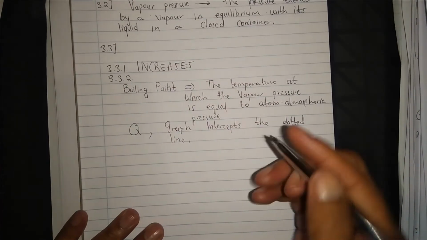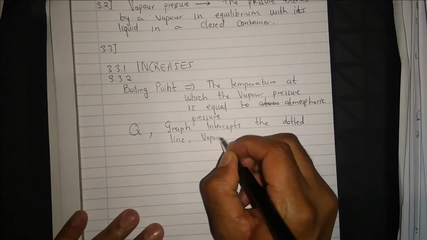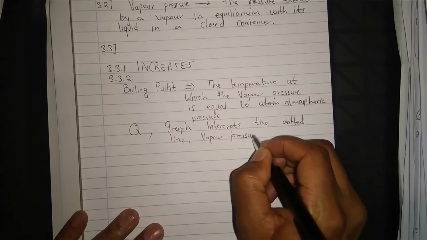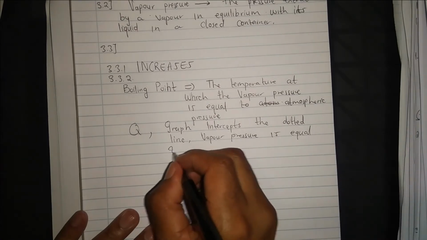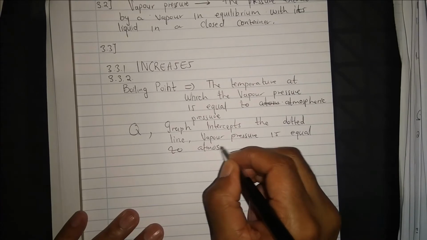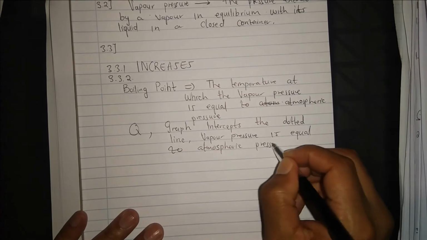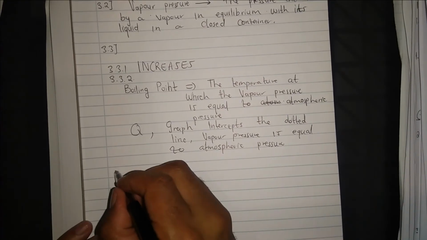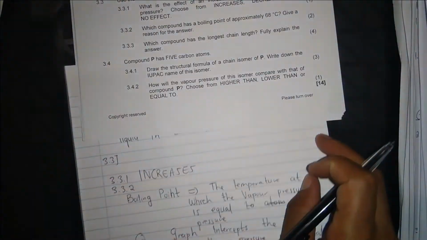Maybe I continue and say because the vapor pressure is equal to atmospheric pressure. Atmospheric pressure. Now we continue to 3.3.3. I hope it makes sense here, okay?